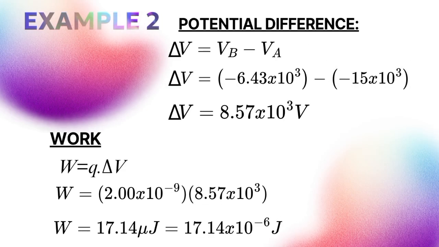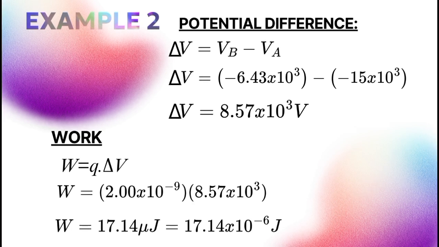For the potential difference, again we subtract, so the answer will be 8.57 times 10 raised to positive 3 volts. For the work, 2.00 times 10 raised to negative 9 times the 8.57 times 10 raised to positive 3, which is the potential difference. So the answer will be positive 17.14 times 10 raised to negative 6 joule.